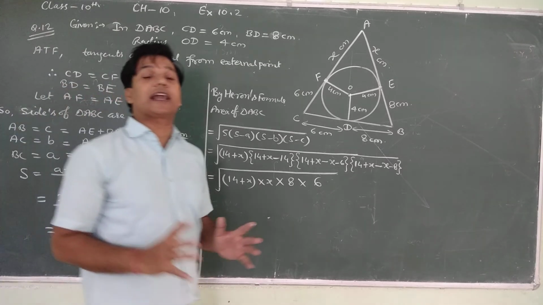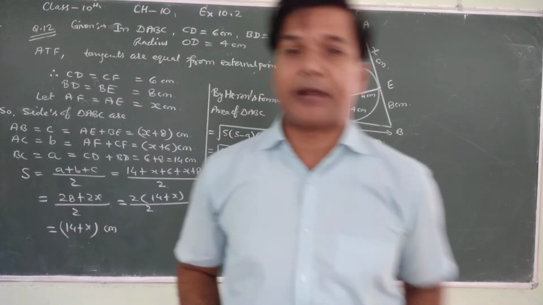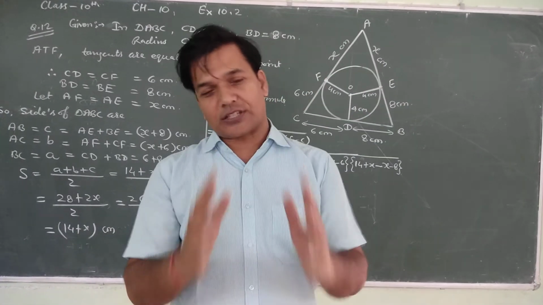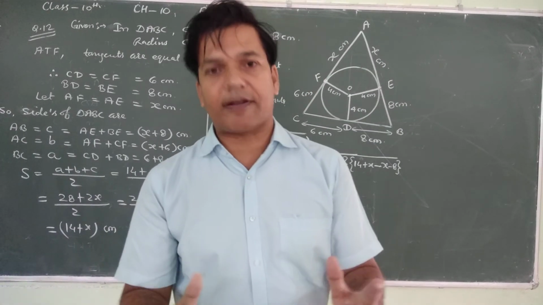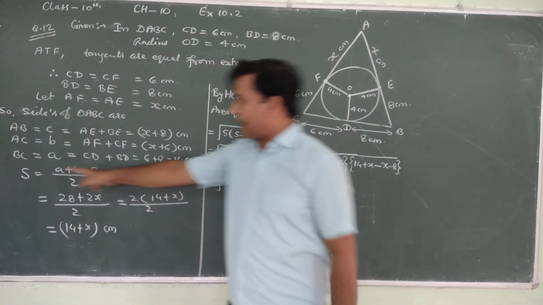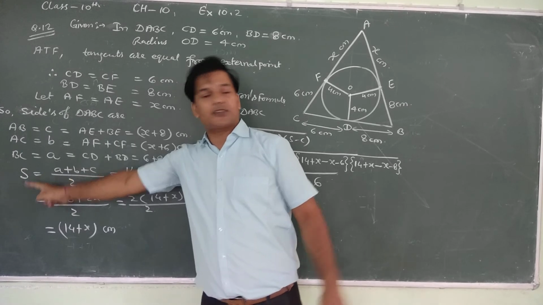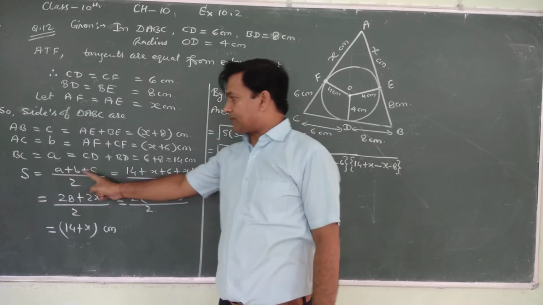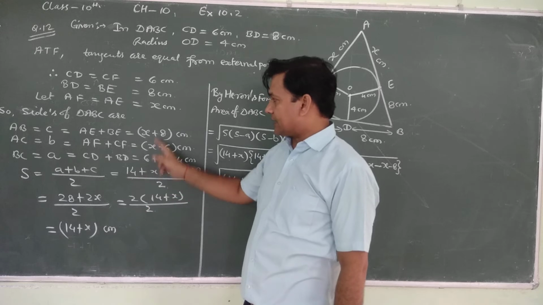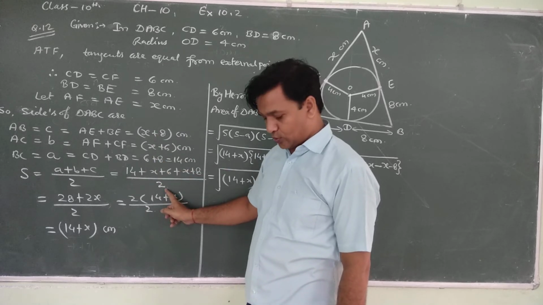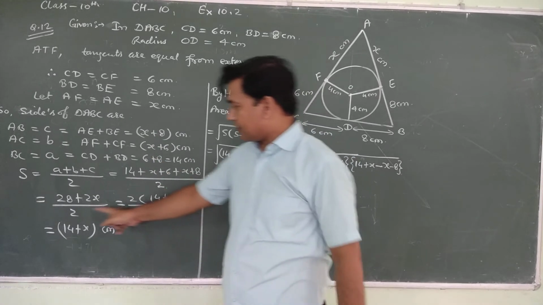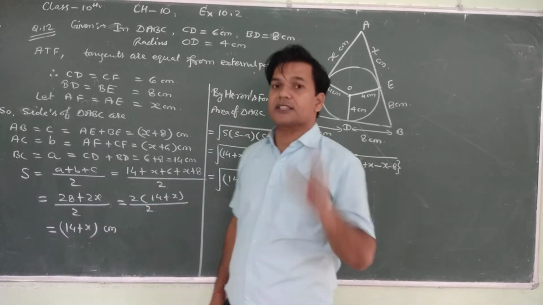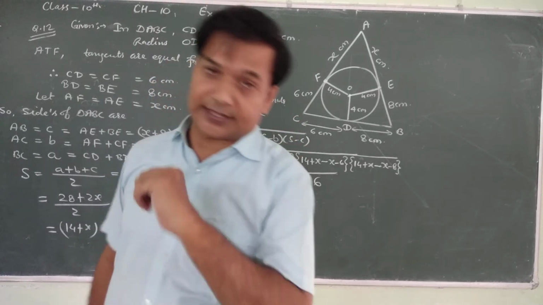Now how can we calculate the semi-perimeter of a triangle? The process is the sum of all sides divided by 2. So the semi-perimeter S of triangle ABC is given by a plus b plus c by 2, that is the sum of all these sides by 2. So what we have here is 14 plus x. This is the value of semi-perimeter S.